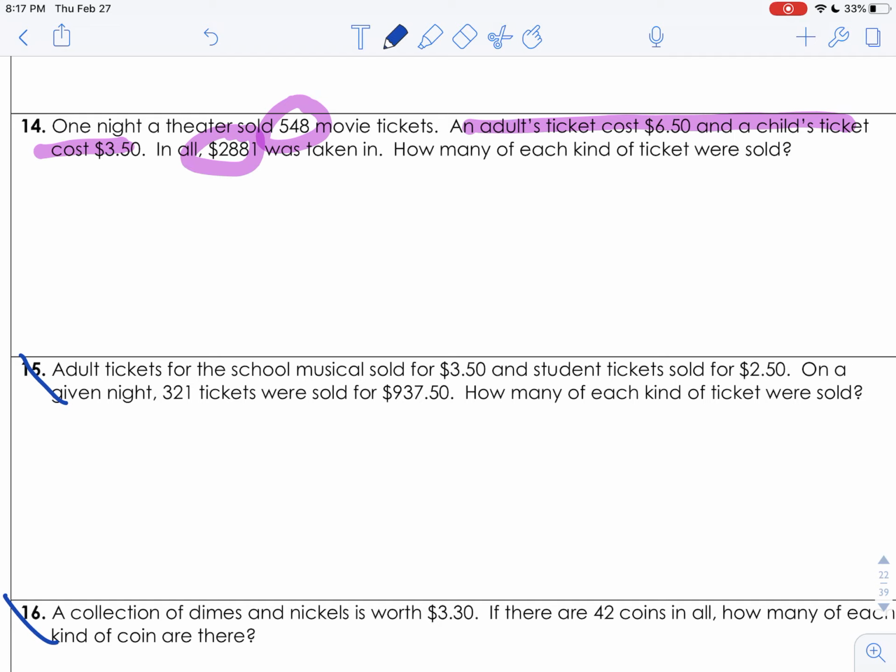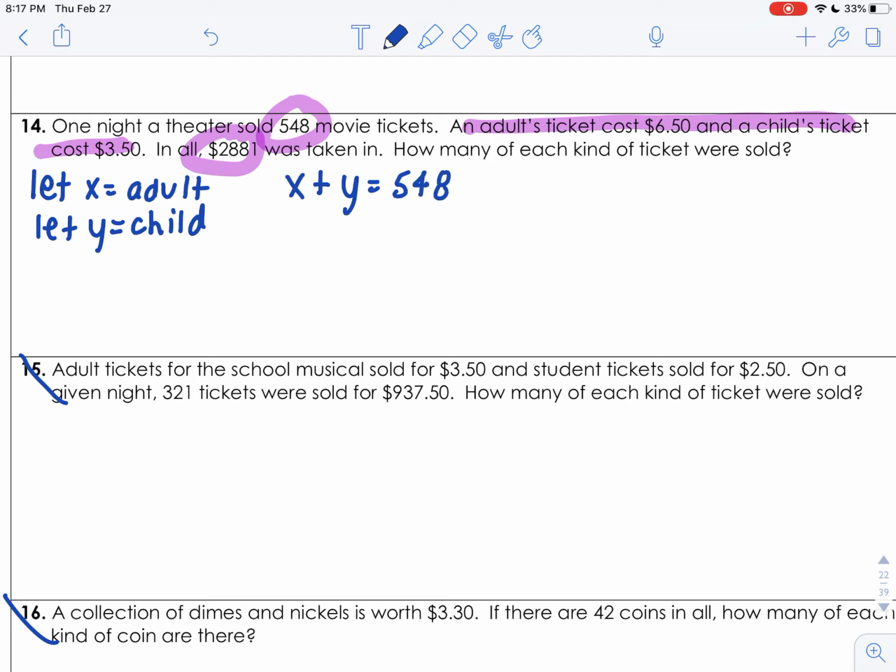So we have let x equal adults and let y equal children or child. Okay, so we have adult tickets plus children tickets equals 548 total tickets. And then it says adults were $6.50 and children were $3.50. And that's going to equal a total of $2.88. Okay, so I'm going to start this and I want you guys to finish and solve.